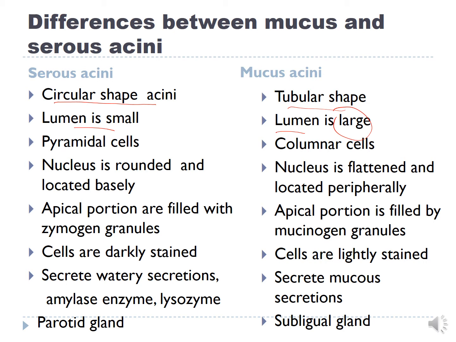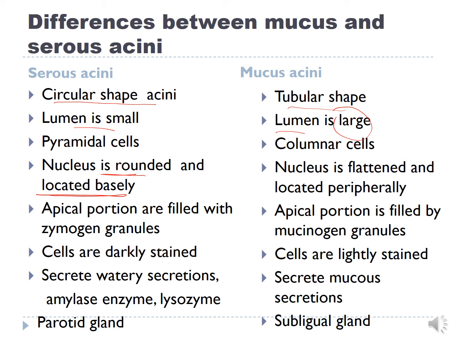The nuclei of the serous acini are rounded and located basally in the cell, while the nuclei in the mucus acini are flattened and they are located peripherally towards the basement membrane of the cell.